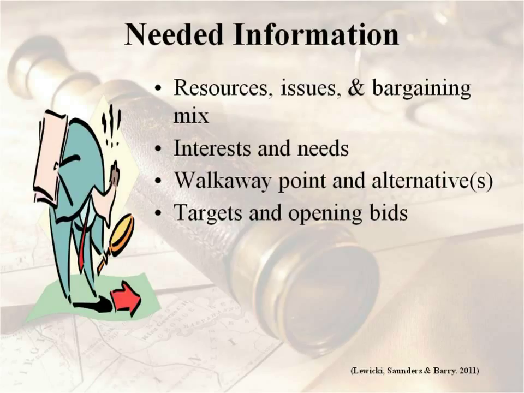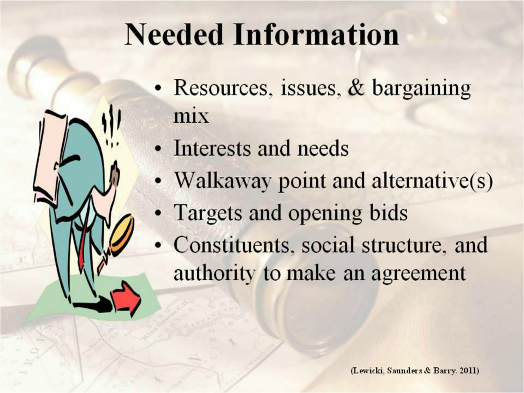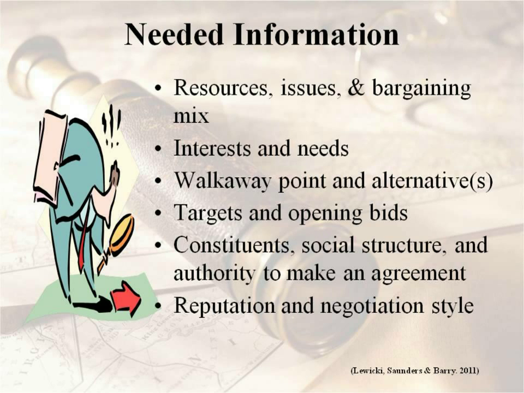If we're walking away, there must be an acceptable alternative, and we want to know that before we get too far into the negotiation. Who the constituents, the parties are, the folks involved, the social structure, and the authority to make an agreement. If I don't have the people who have the authority to make a decision at the table, then we've got something else we need to work on. The reputation of the other party and their negotiation style. How do they like to work? And the likely strategy and tactics that they might take, as well as deciding what ones you're going to take.